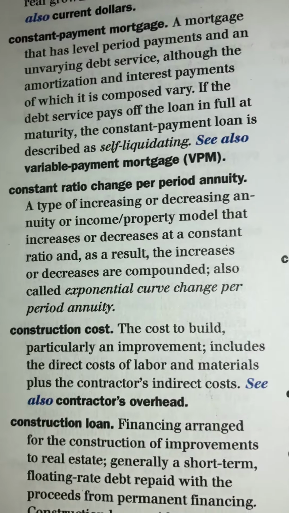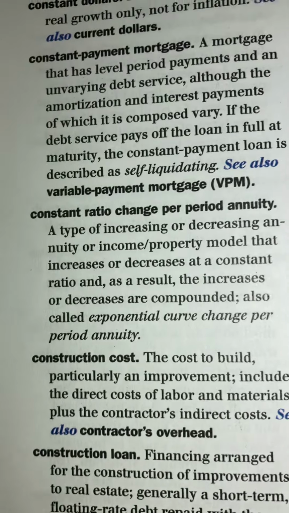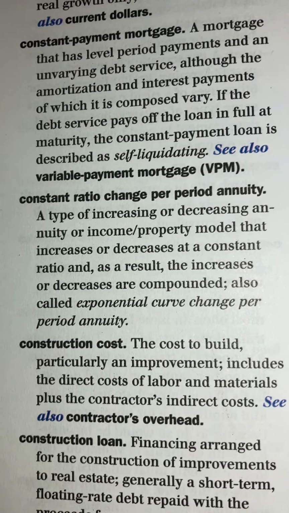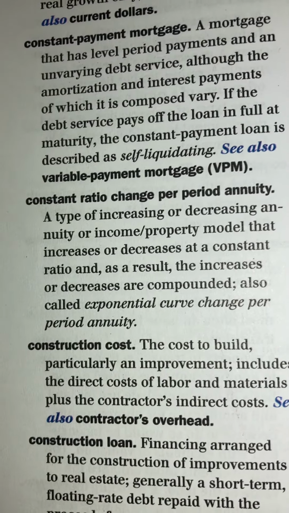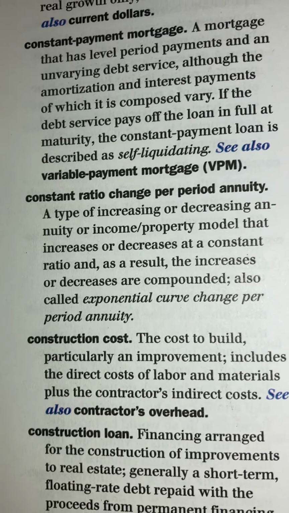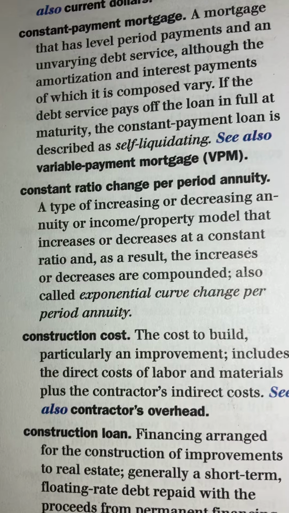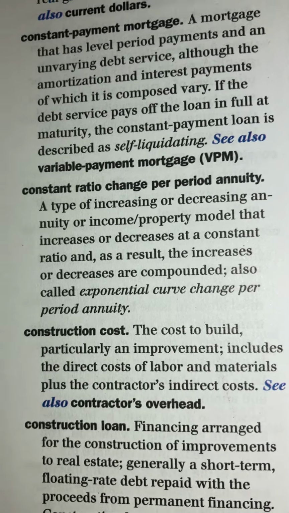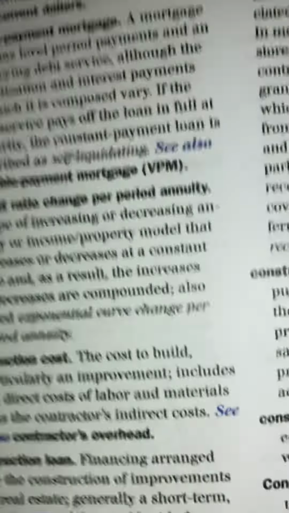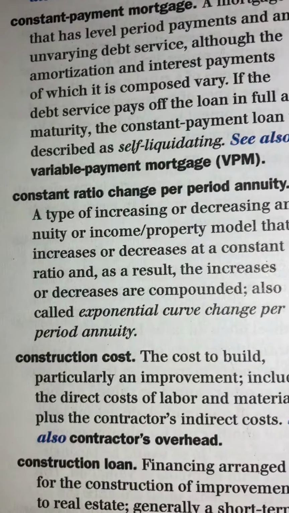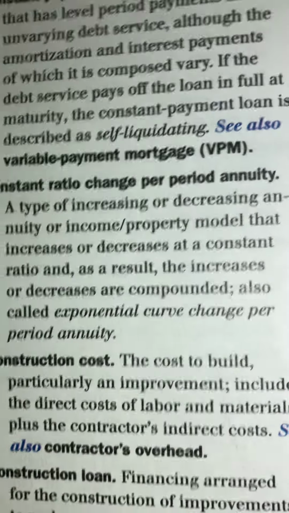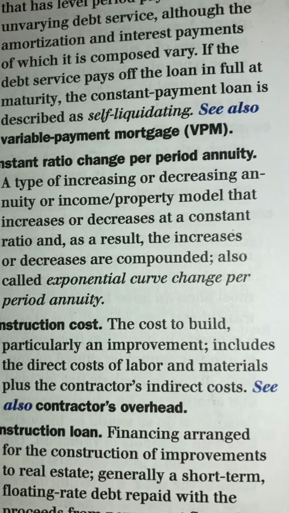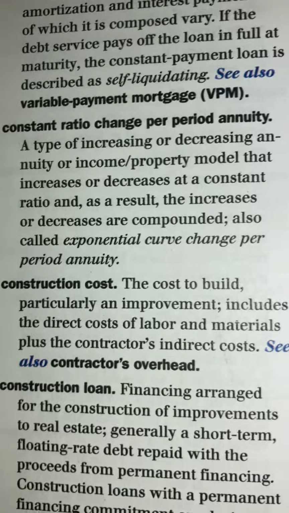Constant ratio change per period annuity. A type of increasing or decreasing annuity or income/property model that increases or decreases at a constant ratio, and as a result, the increases or decreases are compounded, also called exponential curve change per period annuity.